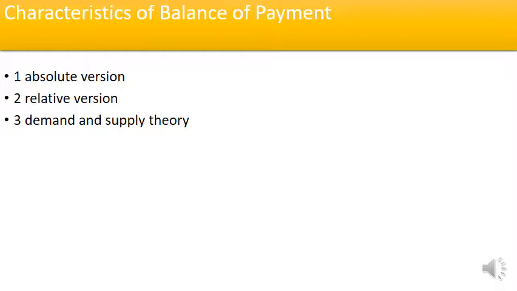And last is the demand and supply theory. It is a very important theory in the long run. How the exchange rate is determined can be explained with the help of the purchasing power parity theory, but it cannot be explained in the context of the short period. The demand and supply theory removes the short-period limitation.